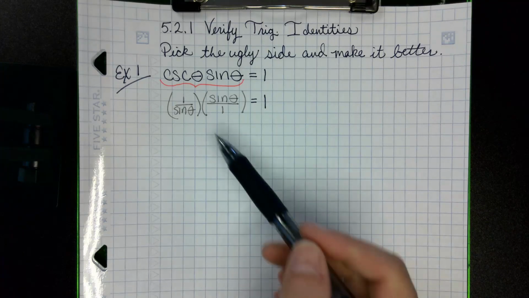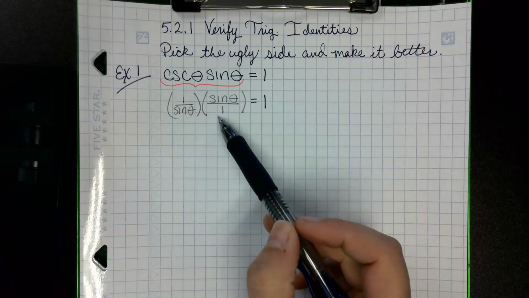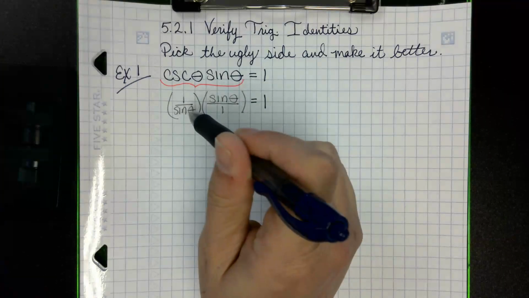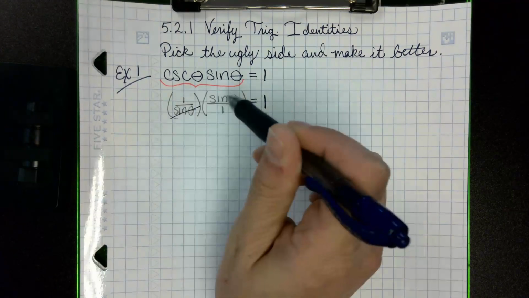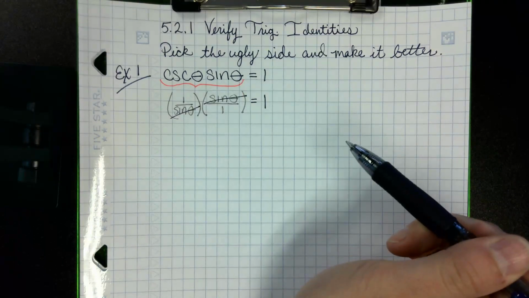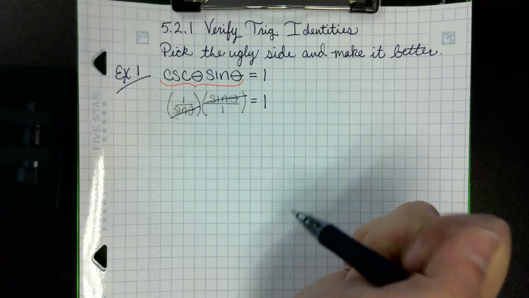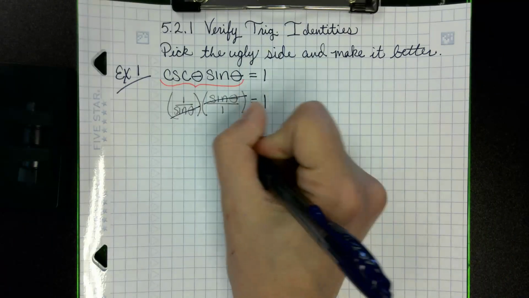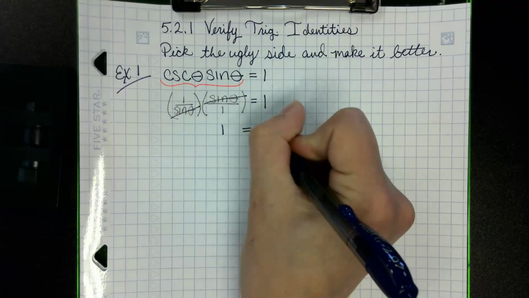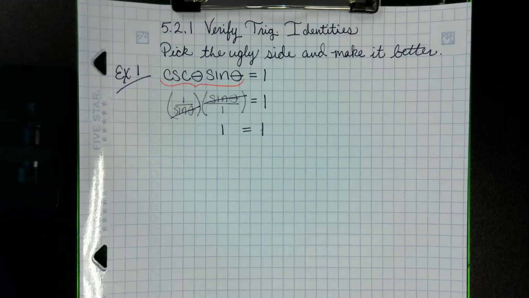And so now I have 1 over sine times sine over 1. If I multiply these, I have a sine theta in the denominator and a sine theta in the numerator, so I'm going to cancel those out. And now I have 1 over 1, which is 1. And that equals 1. So it has been verified.